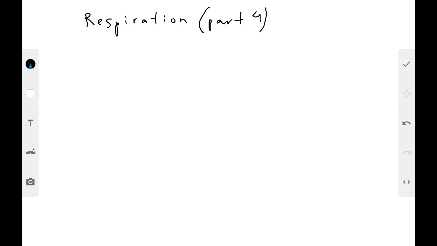Respiration Part 4. In this part, we will speak about the regulation of respiration. In the regulation, we have humoral and neural nervous mechanisms. We will start with humoral mechanisms of the regulation of respiration.